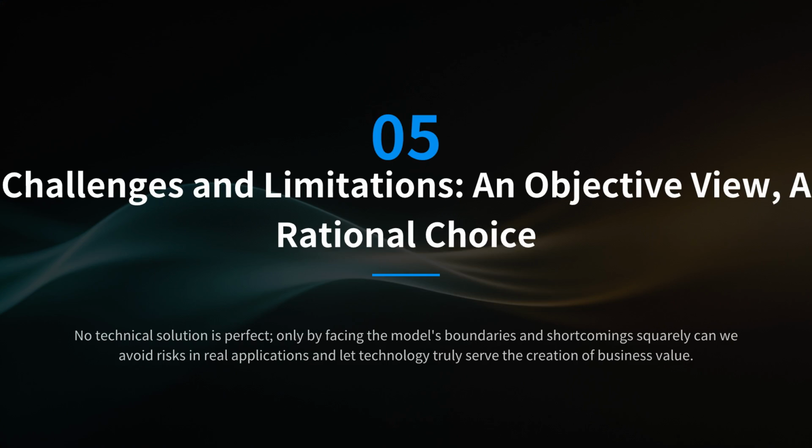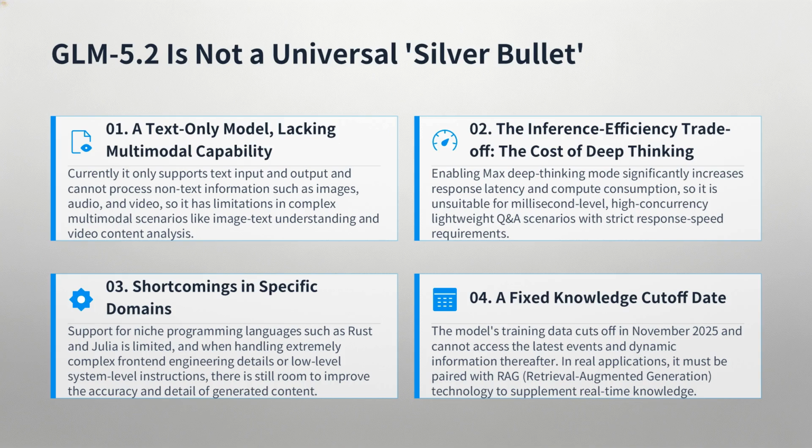Of course, no technology is perfect. Beyond the praise, we also need to objectively view GLM-5.2's limitations, so we can make the most rational technology choices. GLM-5.2's limitations are mainly fourfold. First, it is a text-only model with no multimodal capability. Second, the deep thinking mode sacrifices some speed. Third, there is room for improvement in certain niche domains and complex front-end tasks. And fourth, its knowledge has a cutoff date and requires external information to handle the latest events. Understanding these helps us find its most suitable application scenarios.